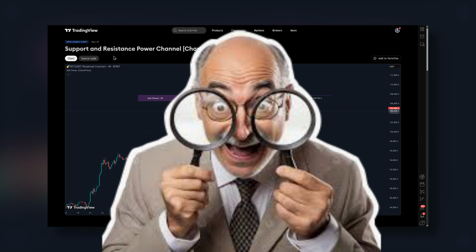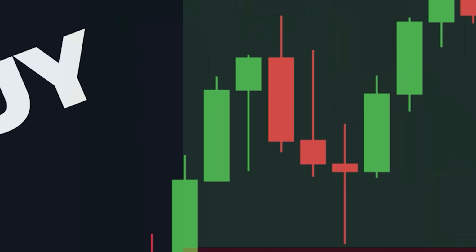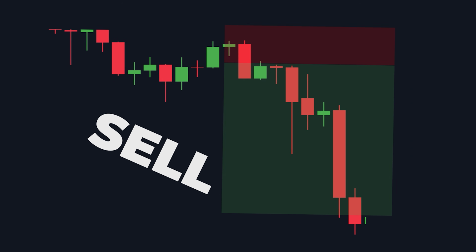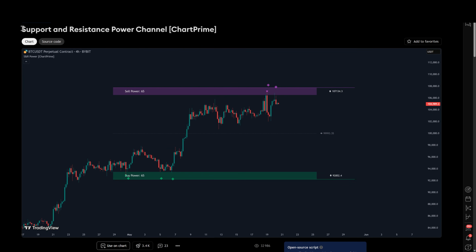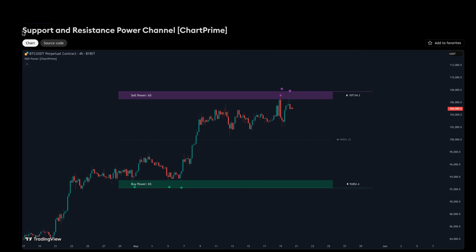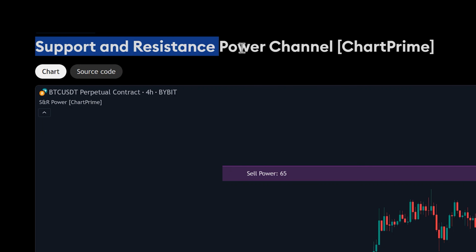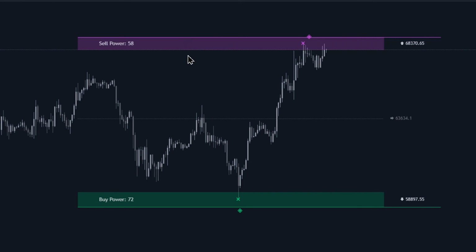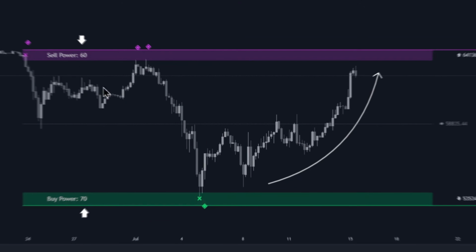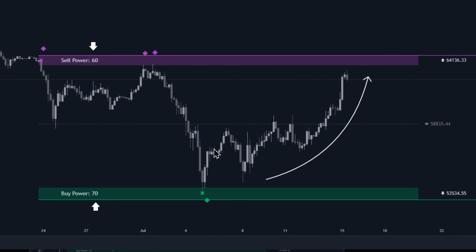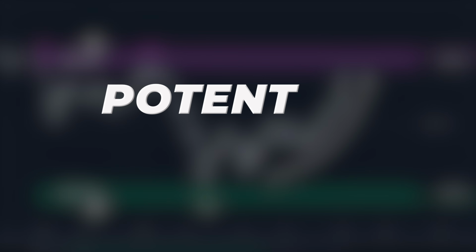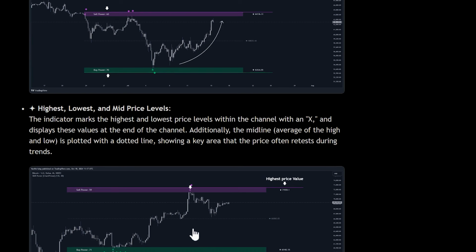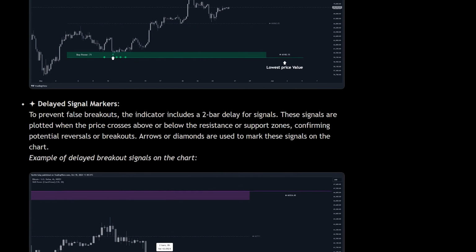Are you looking for something that helps you figure out when to buy and sell without overcomplicating things? Today, we're going to dive into an indicator that does just that. We're talking about the Support and Resistance Power Channel by Chart Prime. It's a really neat tool that shows you key support and resistance zones, how much buying or selling oomph is in those zones, and even gives you signals for potential reversals. We're going to go over what this indicator is all about and how you can use it in your trading.